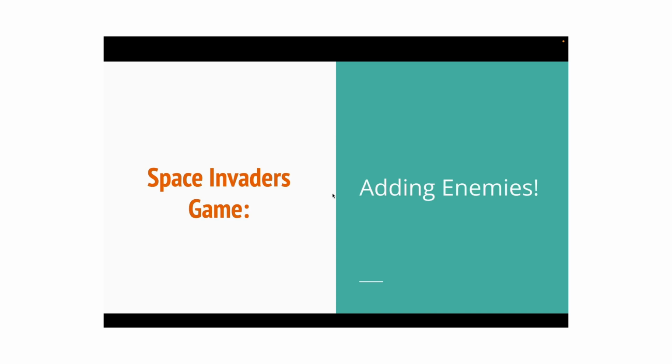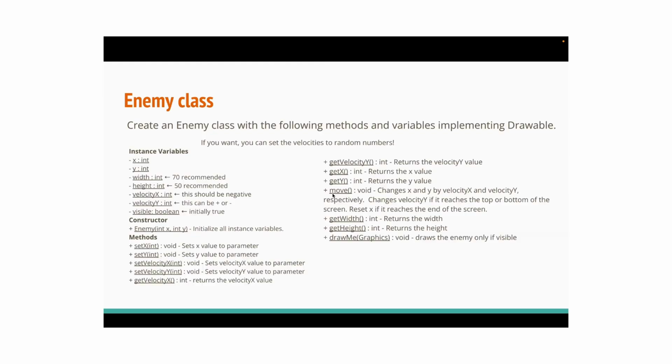Now let's go into adding enemies to our Space Invaders game. This looks like a lot, but essentially what you're going to do here is create an Enemy class, and add the following methods and variables, implementing Drawable. So you're going to say class Enemy implements Drawable. First, let's go into the instance variables. You're just going to define and initialize them. So int x, int y, int width, int height, etc., for all of these instance variables.